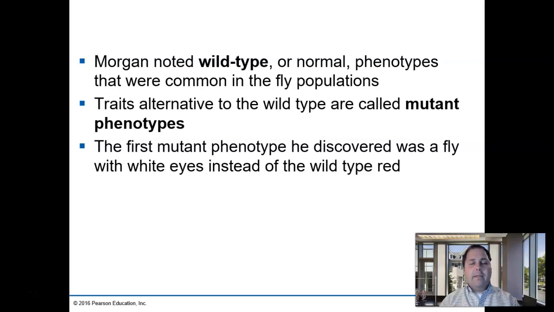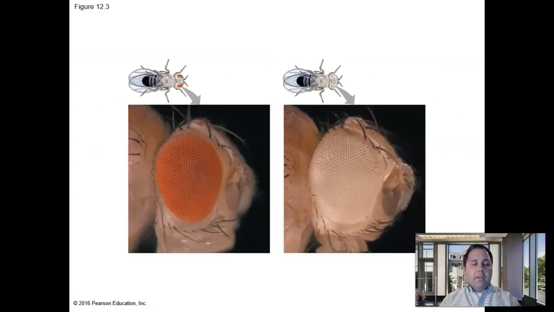a fly with white eyes instead of a wild type red-eyed fly. So if you were to find a Drosophila fly in the wild, it has red eyes, but here's a mutant that instead of having red eyes, it has white eyes.